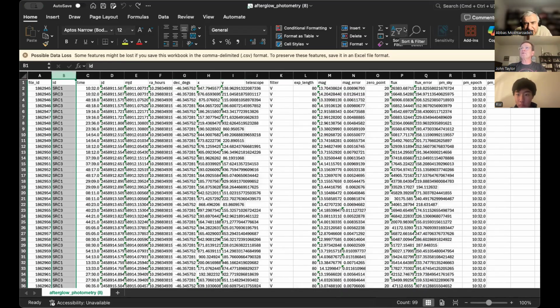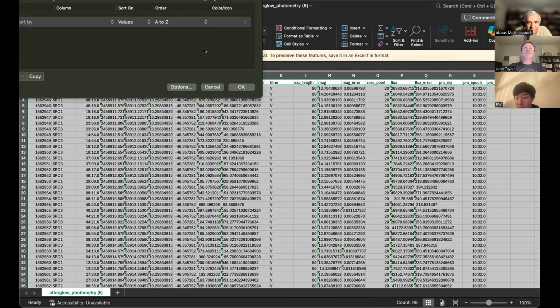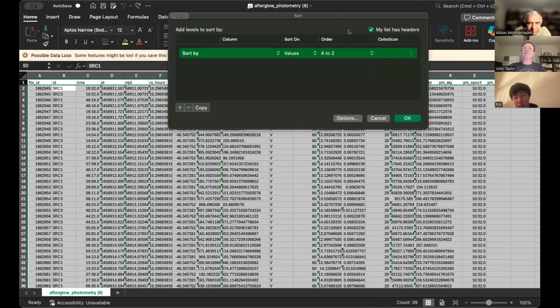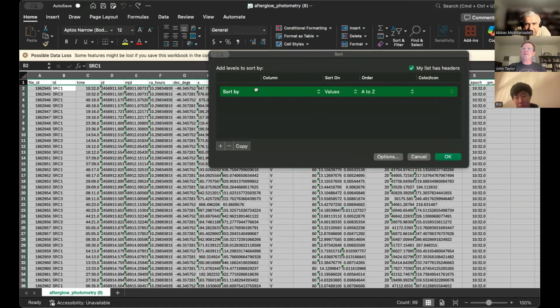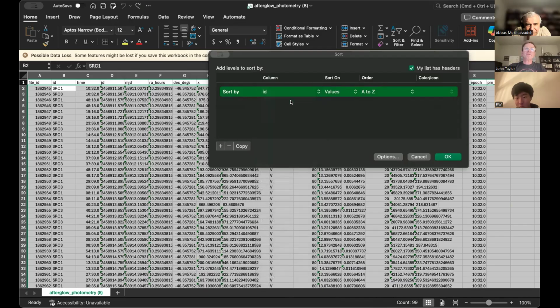Now, when you hit this, you want to hit custom sort. And then under custom sort, I do want to expand the selection, not just that one row. I want to do everything. So when I hit sort, it's not going to sort right away. It's going to ask me what I want to sort on. So I'll say I want to sort on, and I hit the first dropdown and come down to ID. What that'll do is sort the entire spreadsheet into SRC1 at the top and SRC3 at the bottom.